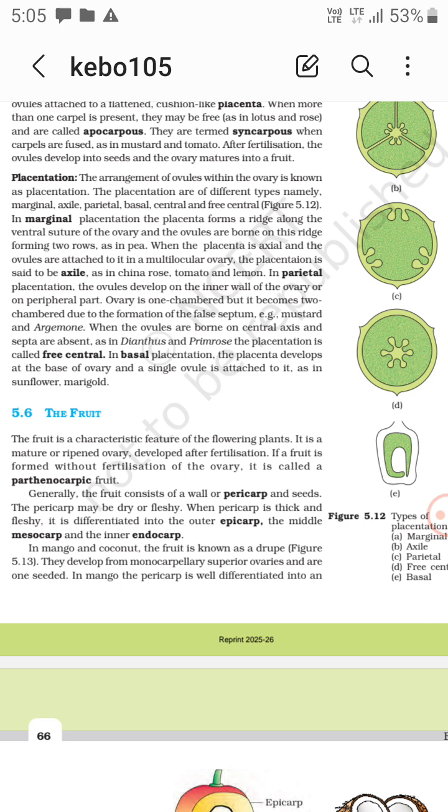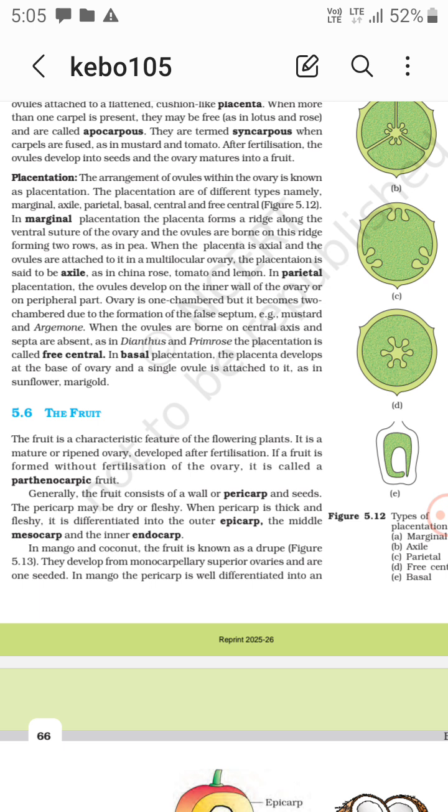So marginal placentation: the placenta forms a ridge along the ventral suture of the ovary and the ovules are borne on this ridge forming two rows, as in pea. Okay. So when the placenta is axial and the ovules are attached to it in a multilocular ovary, the placenta is said to be axial, as in China rose, tomato, and lemon.